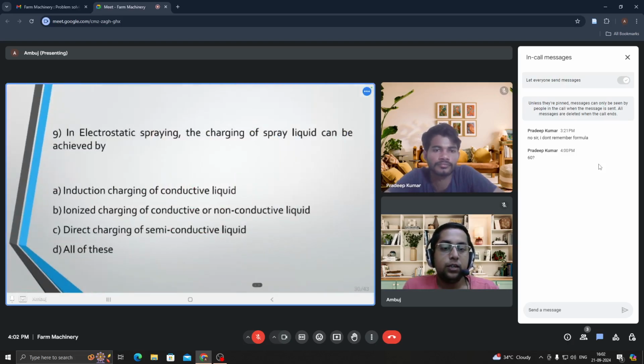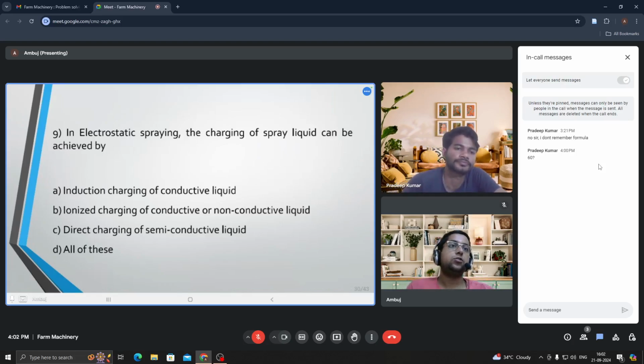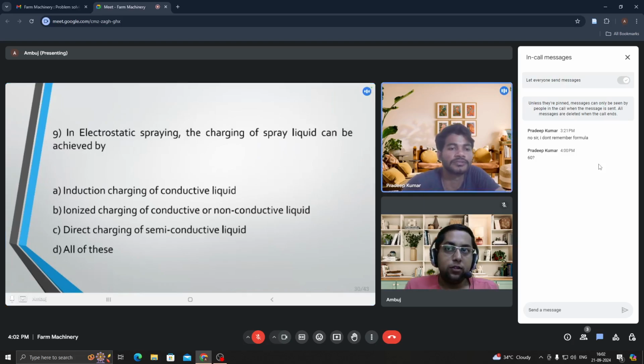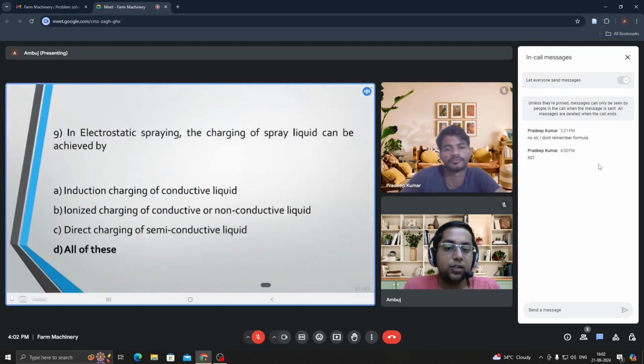Then another theoretical question: in electrostatic spraying, the charging of a spray liquid can be achieved by induction charging of the conductive liquid, ionized charging of the conductive or non-conductive liquid, or direct charging of the semi-conductive liquid, or all of these. What's your opinion on that? Then we will see the electrostatic charging. Sir, option D, all of these. Yes, definitely you are correct.